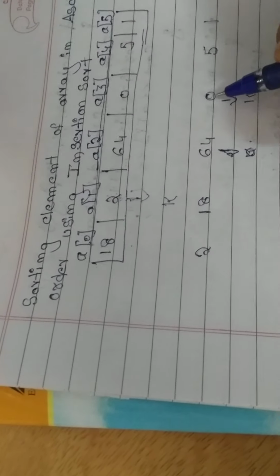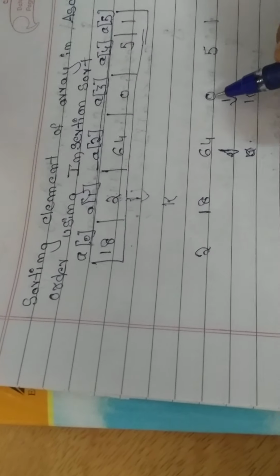Now we take this element as the key element. Means now who is the key element? This element is the key element. Now this element will compare here. Since 5 is less, 5 will come here and 64 will come here. So the remaining elements will be like this only.